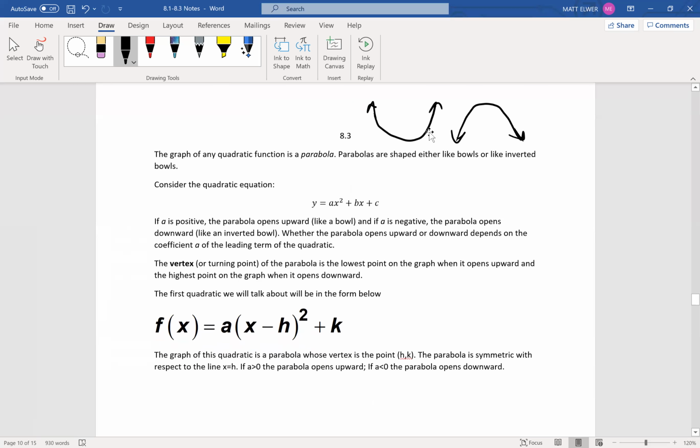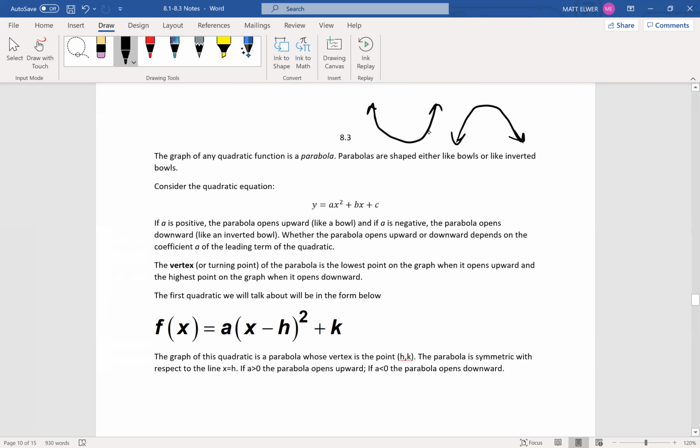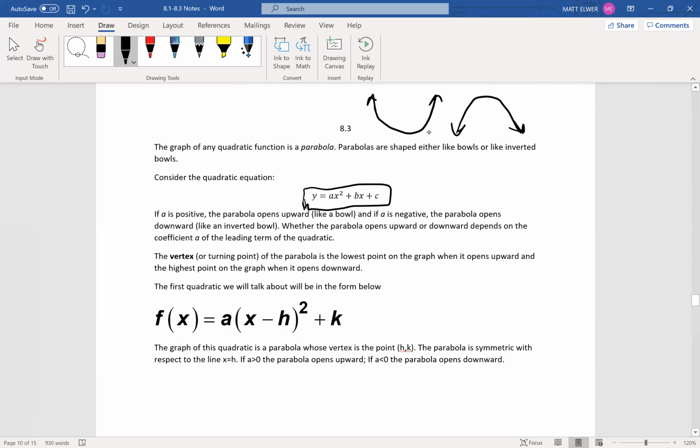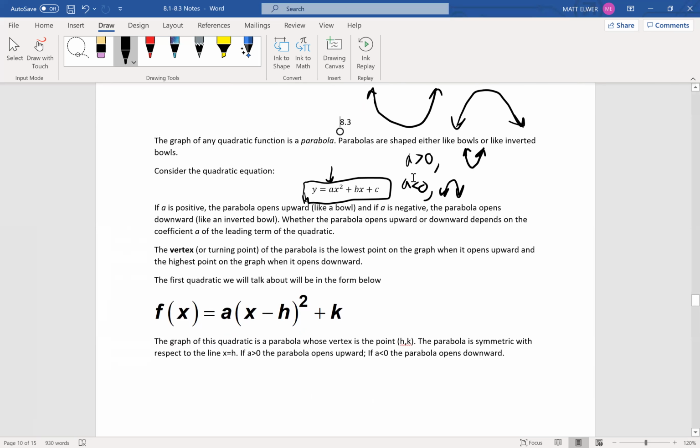So we're going to look at this equation for a general quadratic function, y is equal to that, or just f of x, it doesn't really matter. If a is positive, if a is greater than 0, it's going to open upward like that. And if a is less than 0, we get a downward bowl, or an inverted bowl. So it just depends on that leading term a.